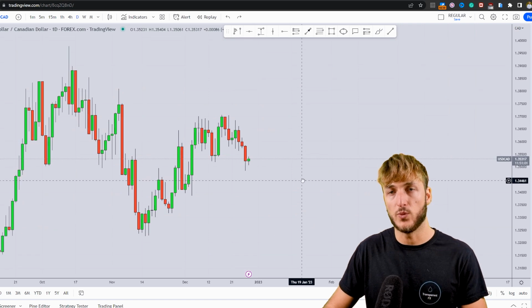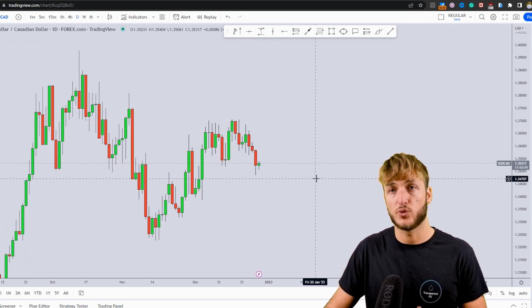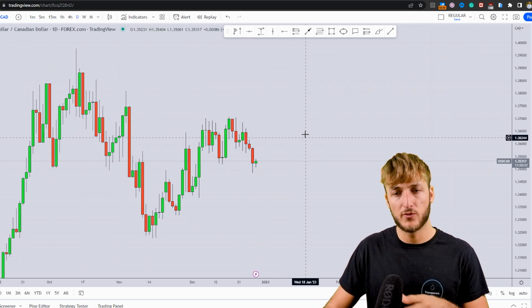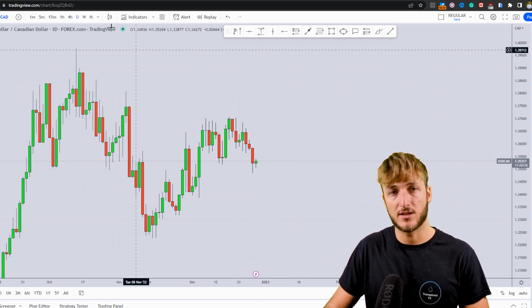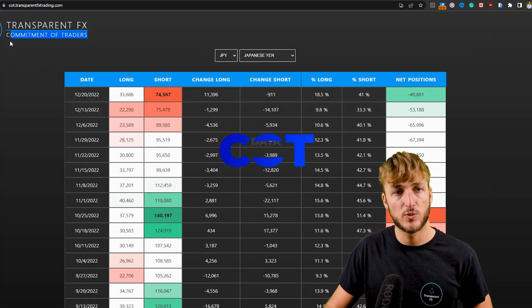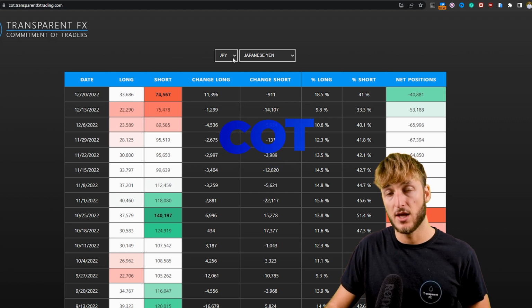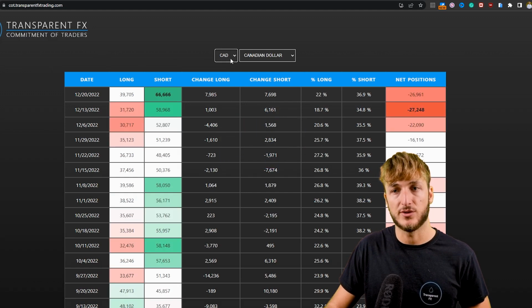However, at the moment, what do we have and where could we be looking for the next potential move here? Now, before we continue with our analysis on the daily time frame, let's first go and see what we have when it comes to this COT data, so the commitment of traders, especially for the CAD.